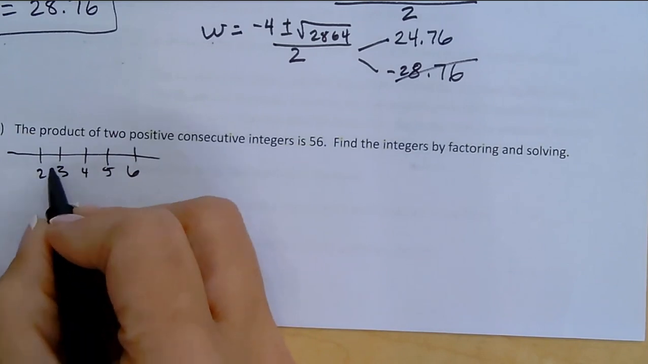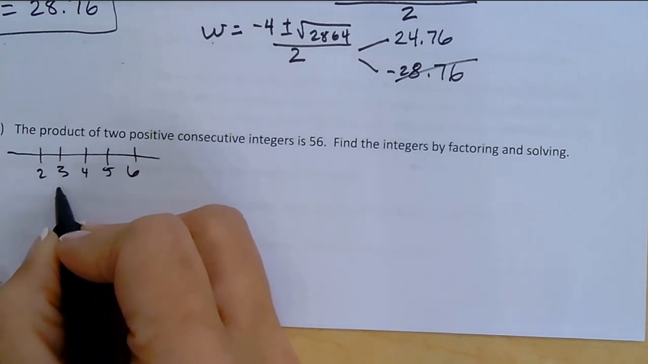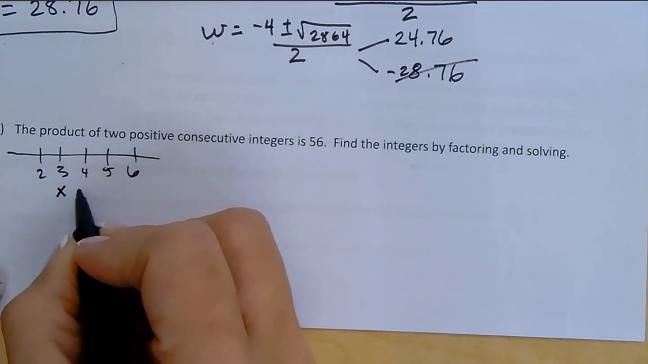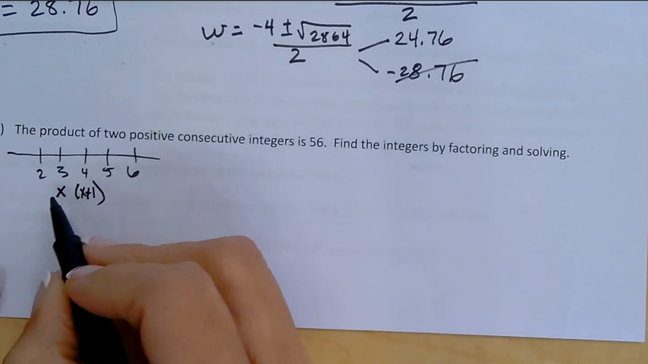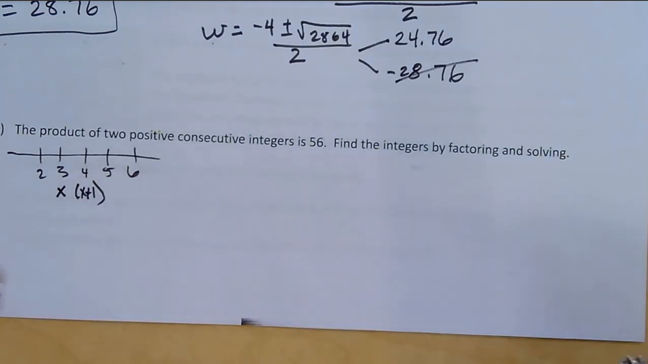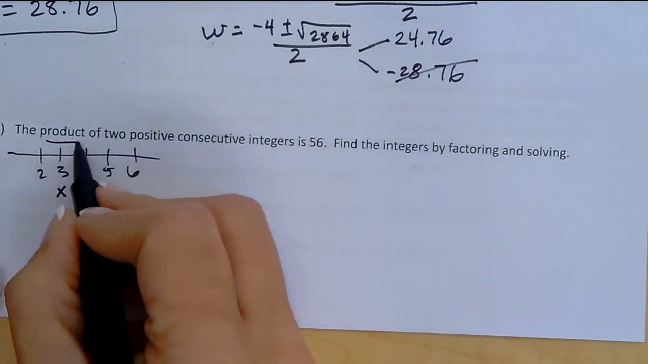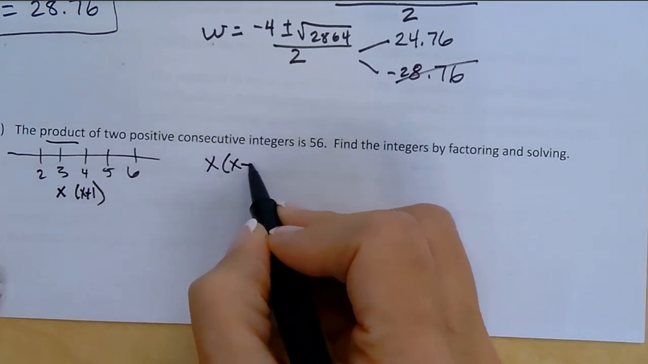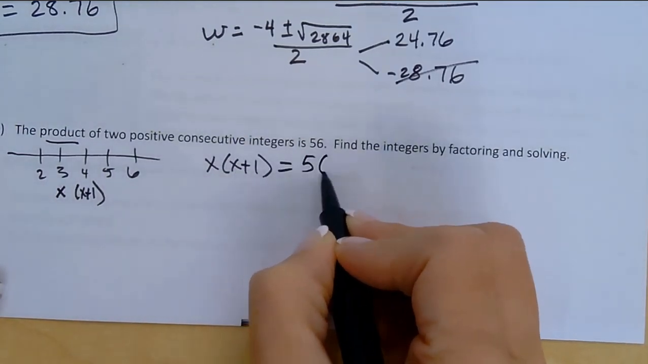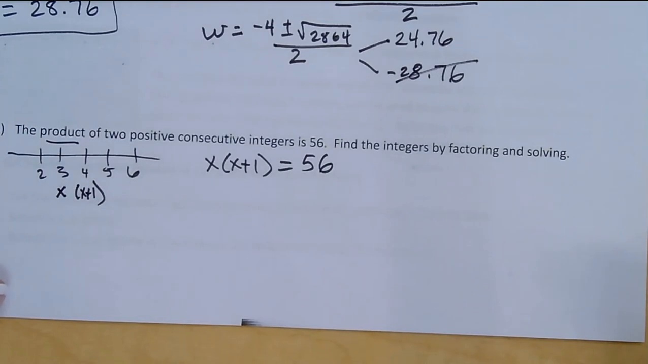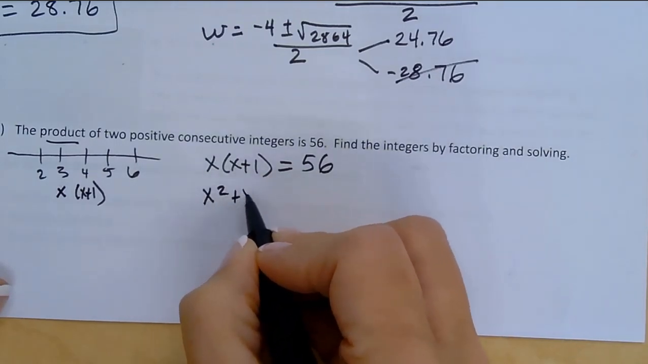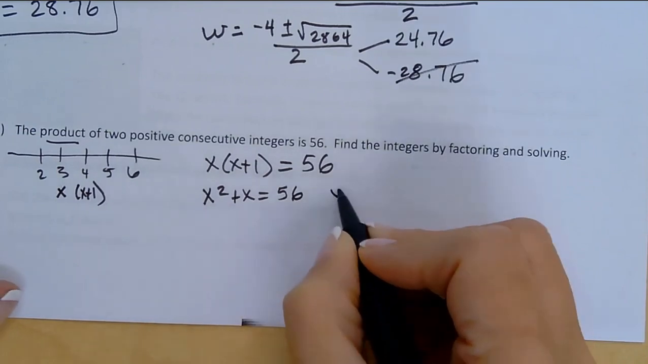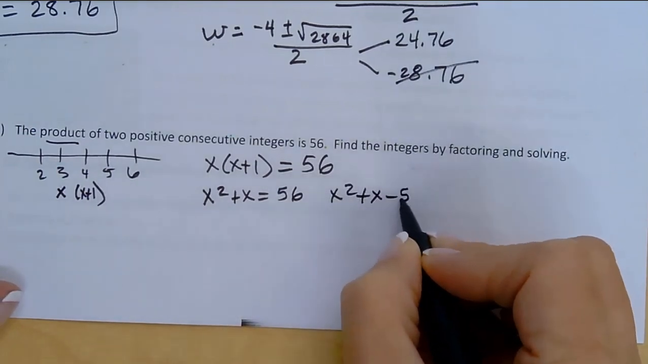So here's what I know. If I am not sure what my first integer is, it's going to be x. The next consecutive integer has to be x plus 1. That's just how that is on any number line. So I don't know what the first one is, but the second one has to be x plus 1. I want the product, so I'm going to say x times x plus 1 equals 56. I'm thinking x has to be 7, just thinking. 7 times 8 is 56, but let's pretend I don't know how to do that. So we're going to say x squared plus x equals 56, which means x squared plus x minus 56 equals 0.